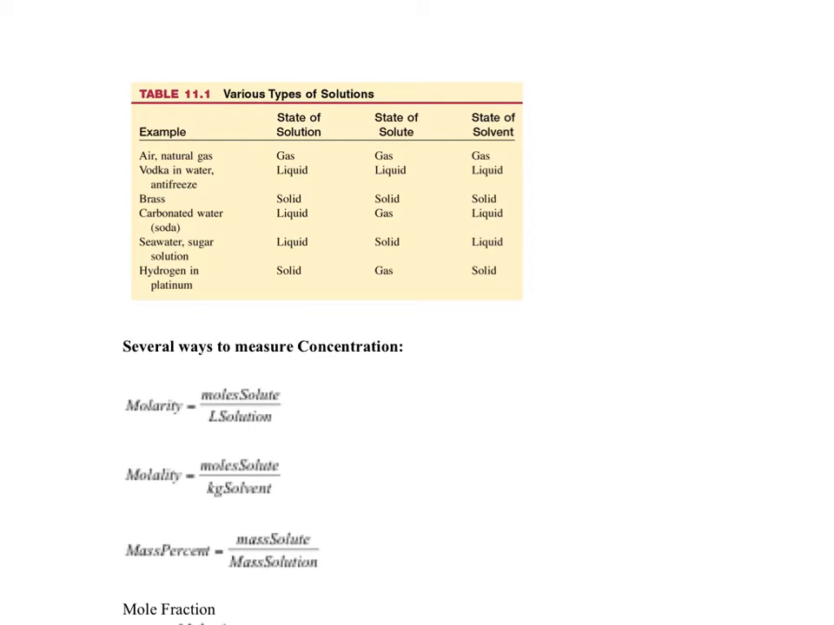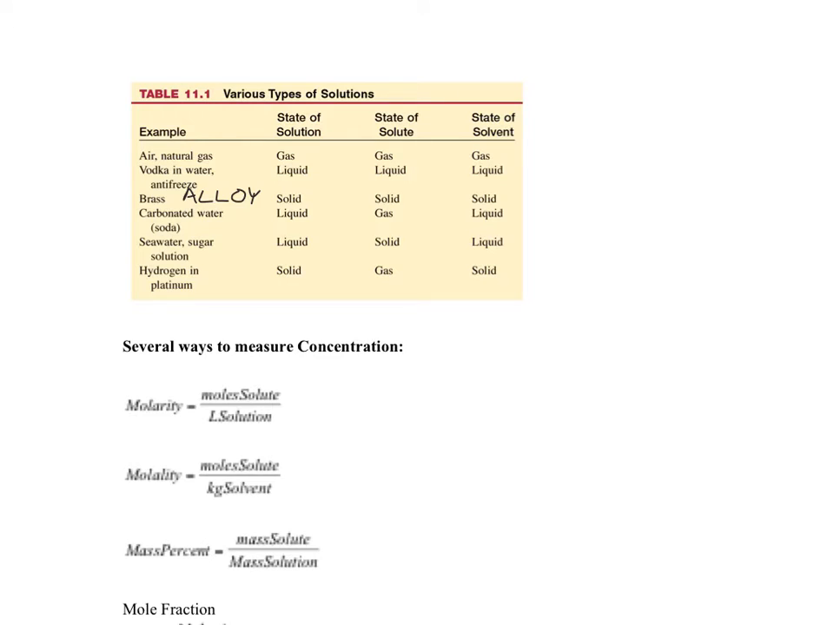Okay, so let's talk about various types of solutions. I'm just going to pick a couple randomly and talk about them. First we have brass, which is an alloy of copper and zinc. And both of those are in the solid state. So the solute is a solid, the solvent is a solid, and you wind up with a solid state of solution. And they do this by basically melting them down, but you're starting with solids.